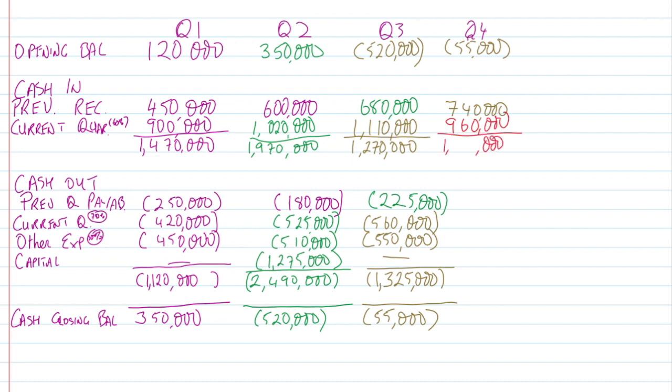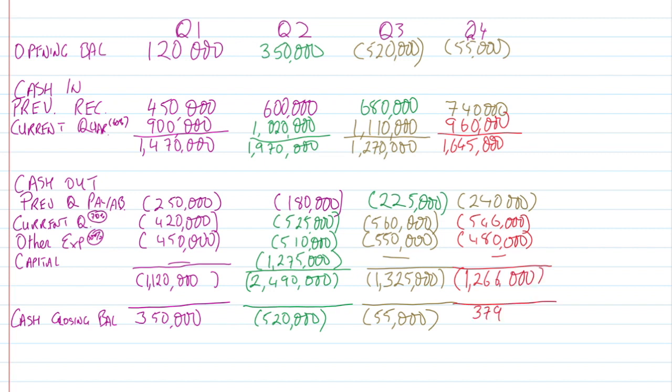The 60% of the sales for quarter four is €960,000. The previous quarter's payables of €240,000 is in here as well. The current quarter's payables will be €546,000. Other expenses, €480,000, which gives a balance of minus €1,266,000, which leaves you at the end of quarter four with a positive cash balance of €379,000. In this case, it may be sufficient to finance everything with a short-term arrangement.